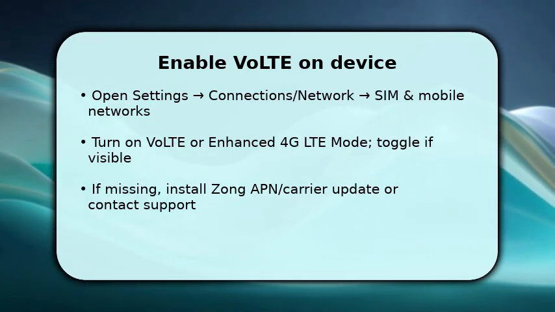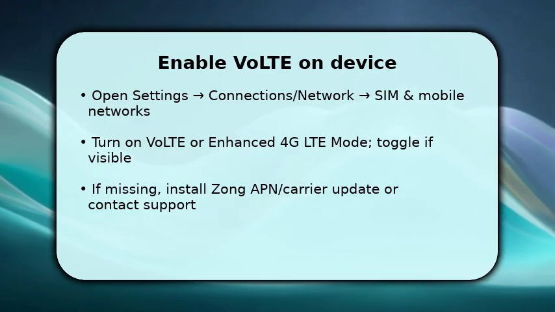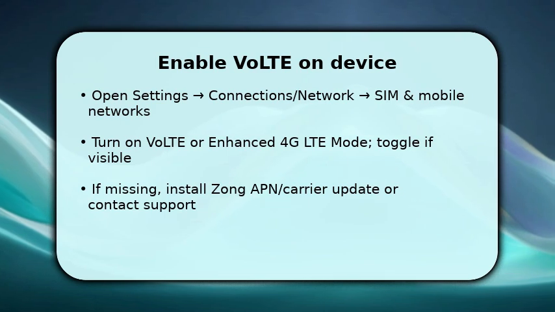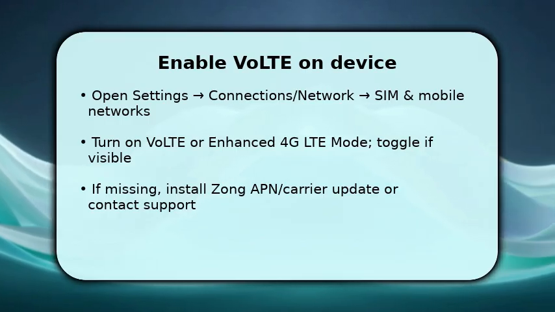If you don't see the option, check for carrier update or manually configure Zong APN settings. Installing a carrier profile often adds the toggle. After switching it on, restart and wait a minute for the network to provision voice over LTE services.